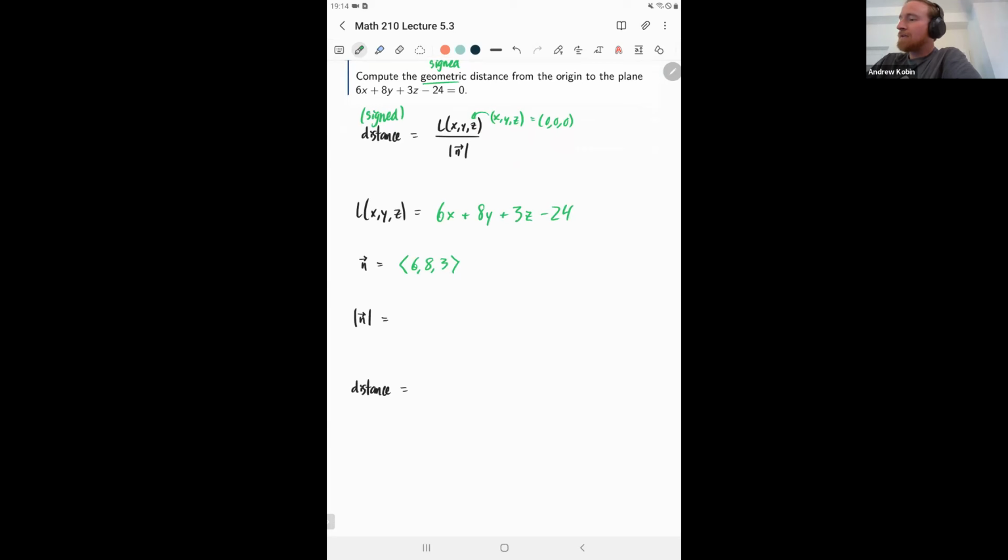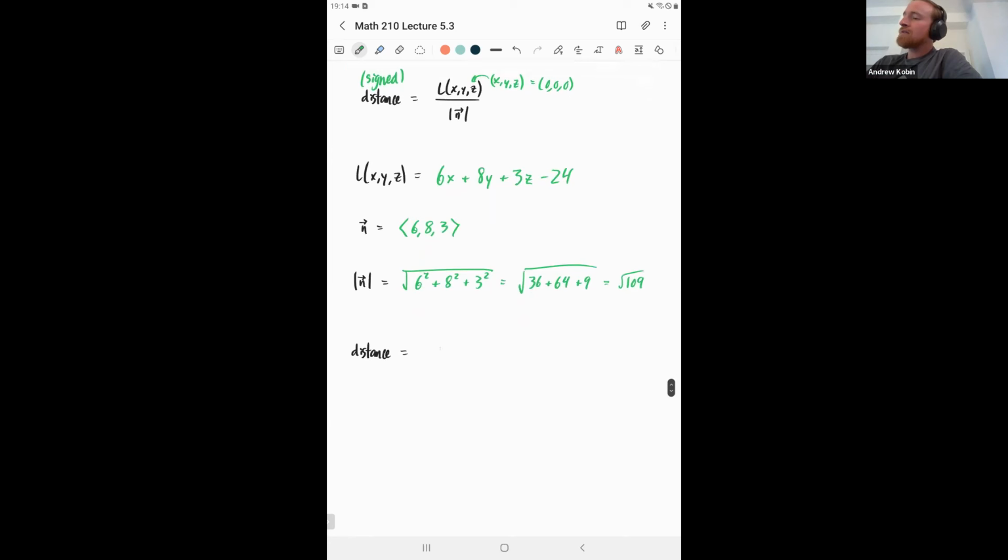So the length of this vector is going to be the square root of 6 squared plus 8 squared plus 3 squared. And let's see, this is the square root of 36 plus 64 plus 9. You do a little bit of mental math, you'll get the square root of 109. I don't think that factors any further, but that's good enough. That's what the length of this vector is.